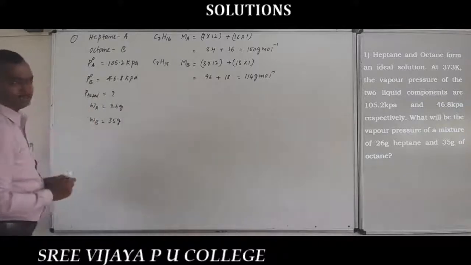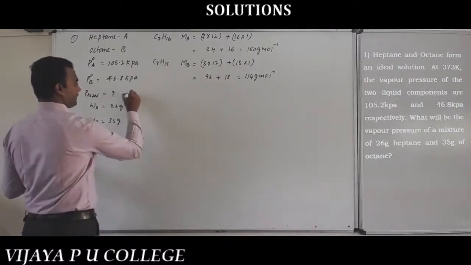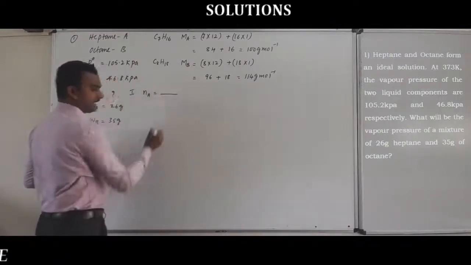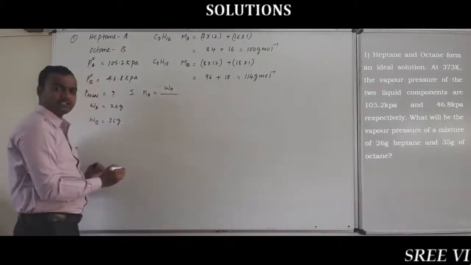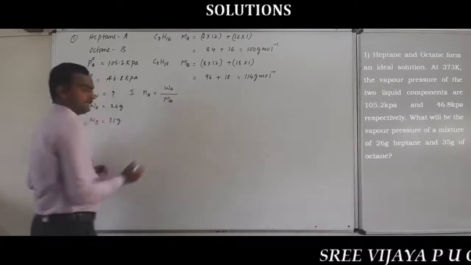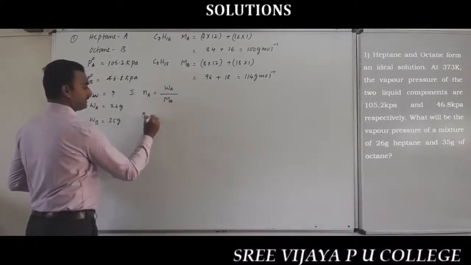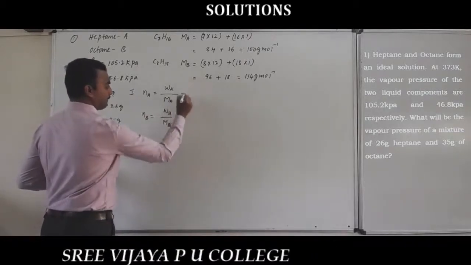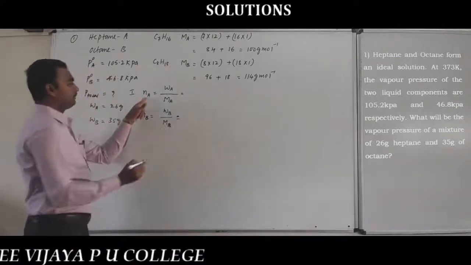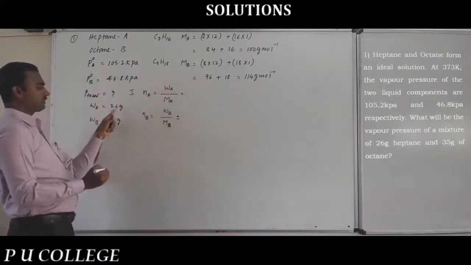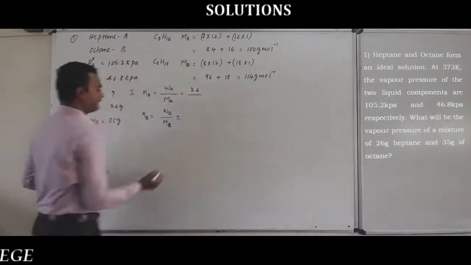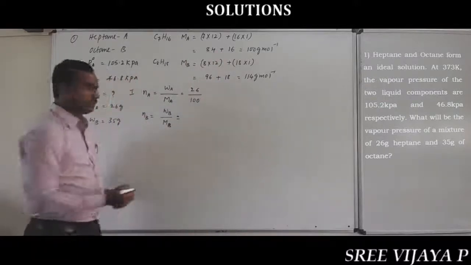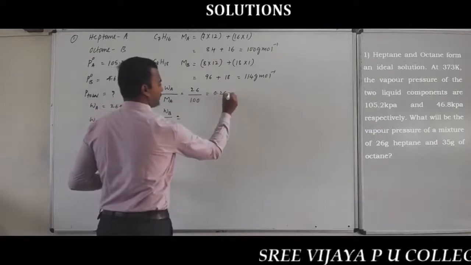Now let us calculate. The first step is to calculate the number of moles of component A, heptane. The number of moles of component A is the mass of component A divided by the molecular mass of component A. Similarly, the number of moles of component B is the mass of component B divided by the molecular mass of component B. So the number of moles of A is the mass of heptane, 26 gram, divided by the molecular mass of heptane, MA, which is 100 gram. That gives 0.26 moles.